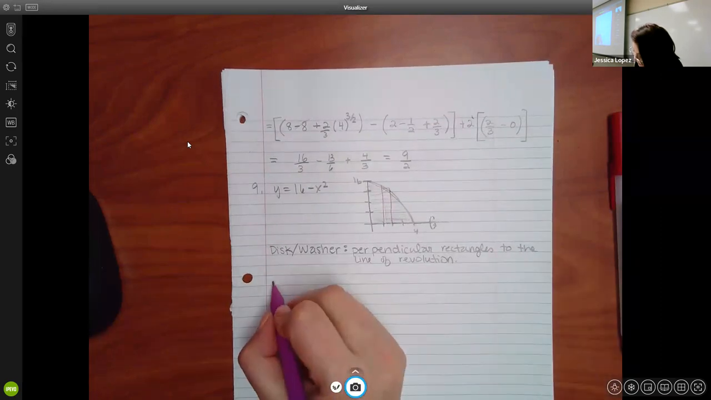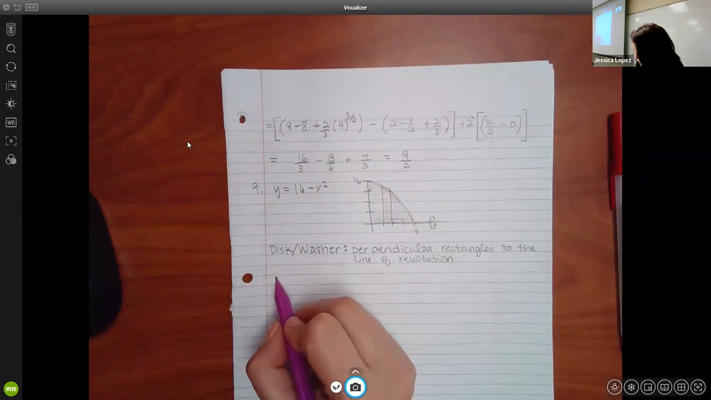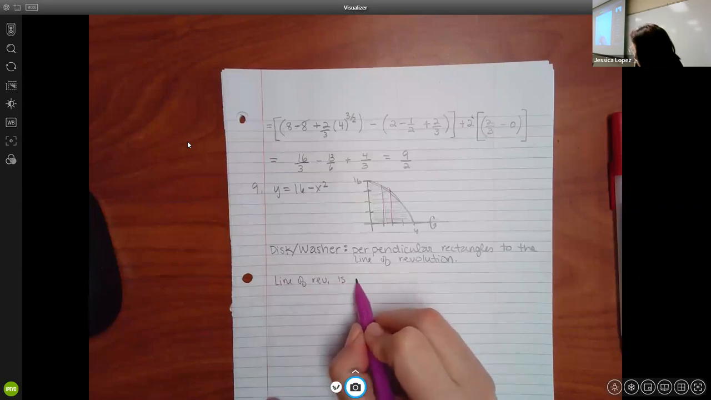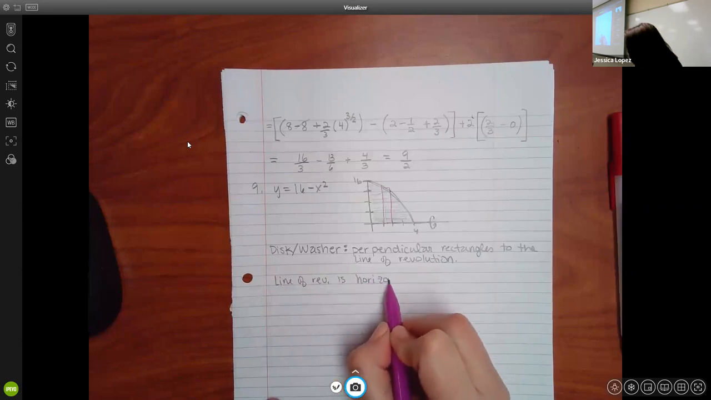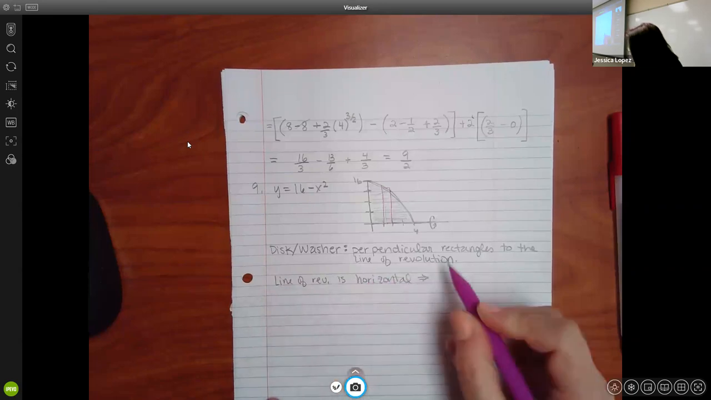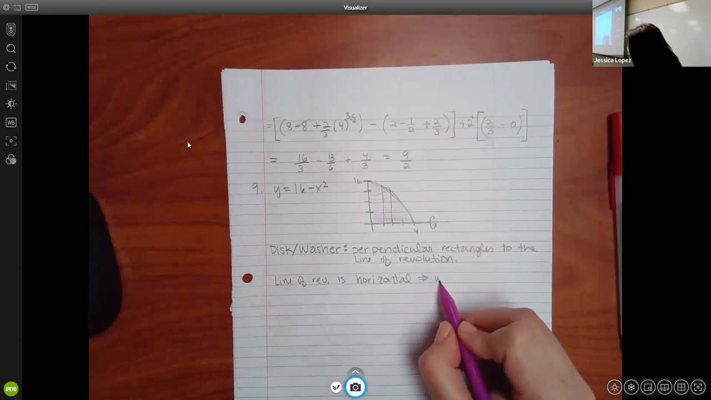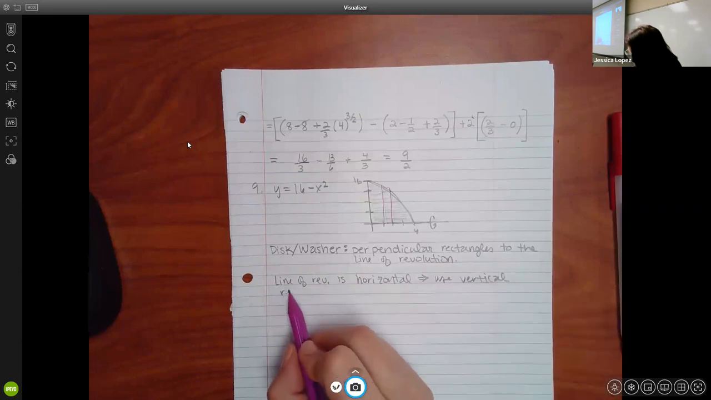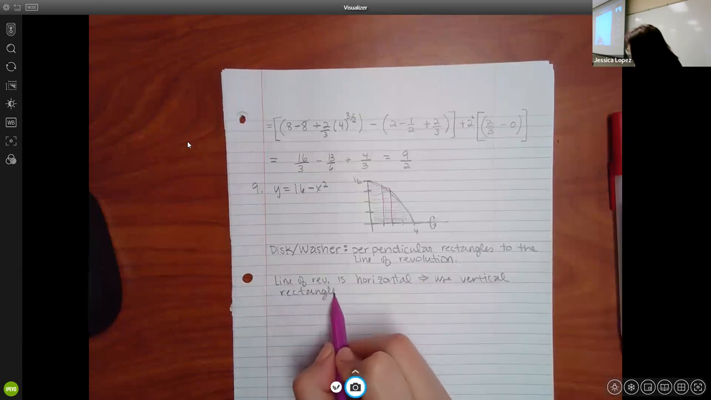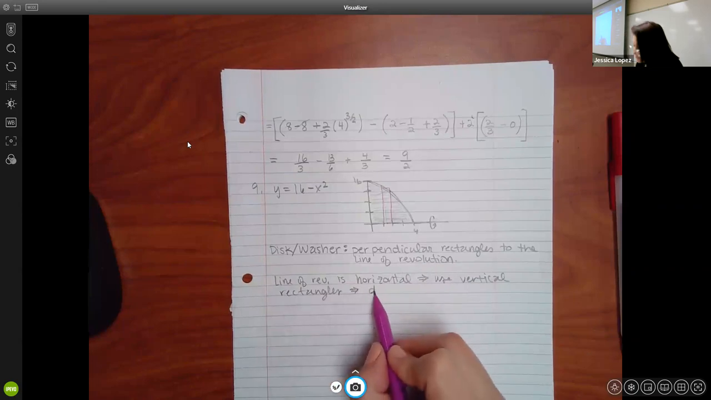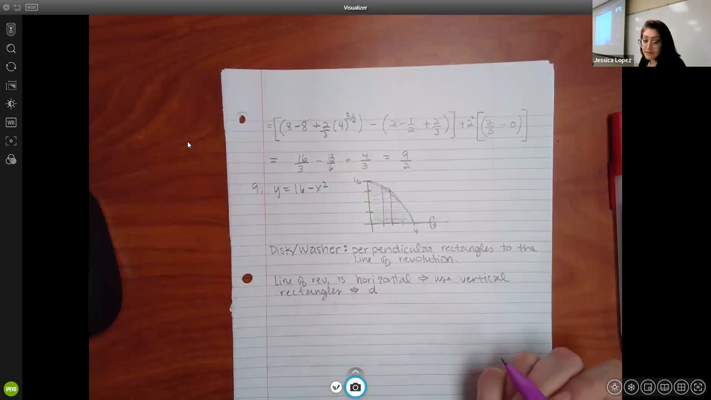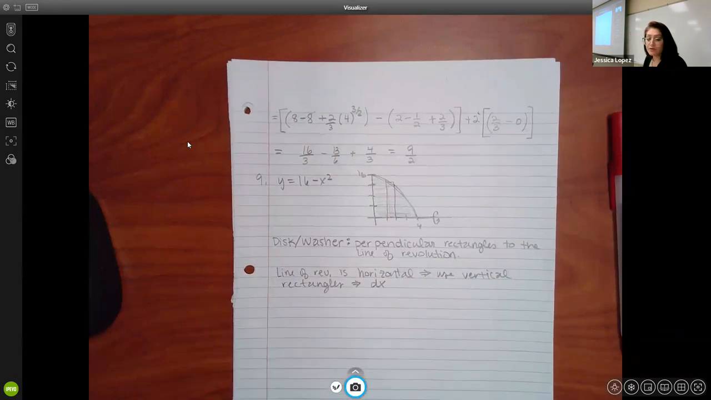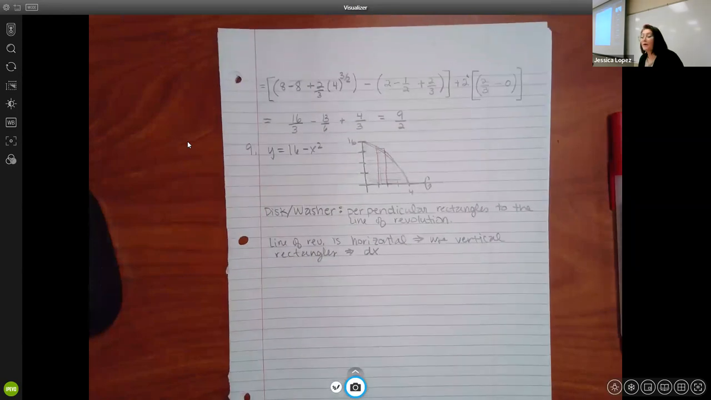So I'm gonna write that down here. This is just like the thought process, okay? So my line of revolution is horizontal, which tells me that I should be using vertical rectangles. And vertical rectangles tell us we're doing integration with respect to which variable? Dx, exactly. Now, here's the question. Am I using disc or am I using washer?